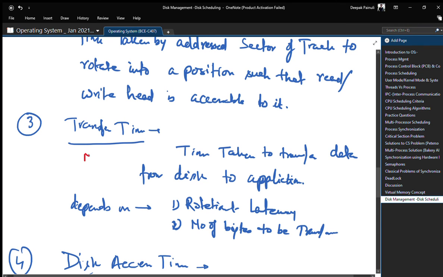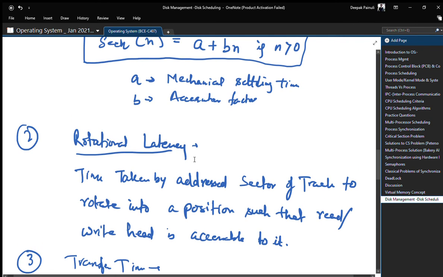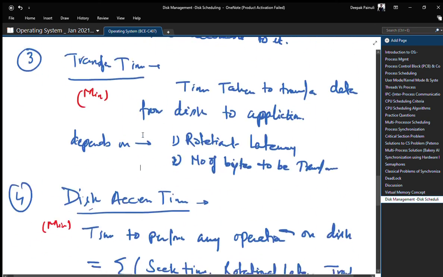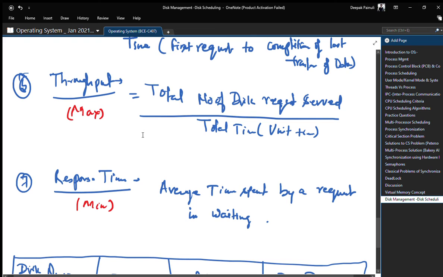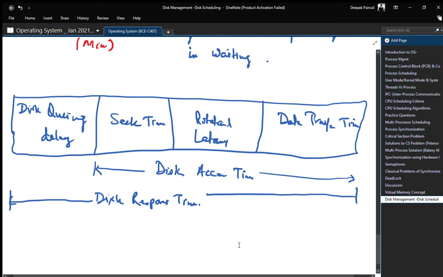Transfer time should be minimum. Rotational latency will be constant, right? It will be constant because every manufacturer has its own latency, decided by the design of that particular disk. And seek time should be minimum, right? So these are all the scheduling criteria on which we verify our scheduling algorithm, whether this particular algorithm is best or this particular algorithm is worst.